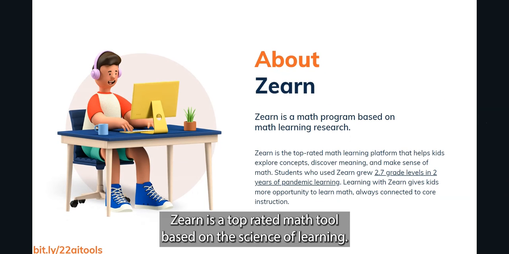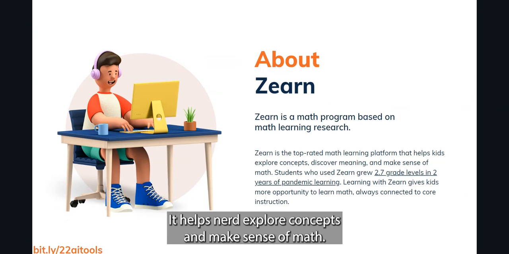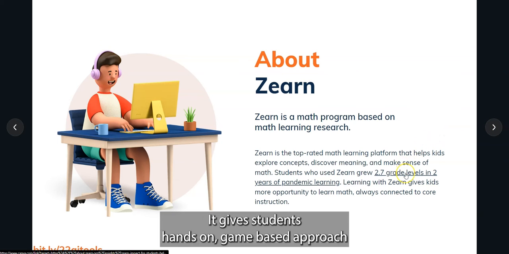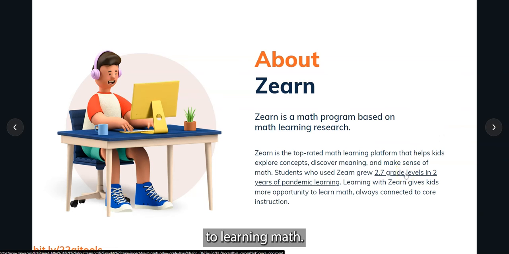Zearn is a top-rated math tool based in the science of learning. It helps learners explore concepts and make sense of math. Zearn helps accelerate student growth. It gives students a hands-on, game-based approach to learning math.